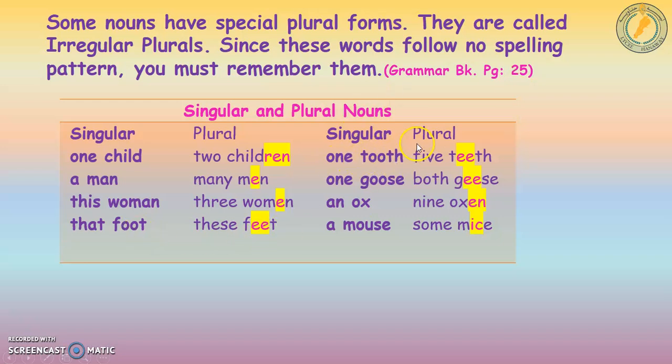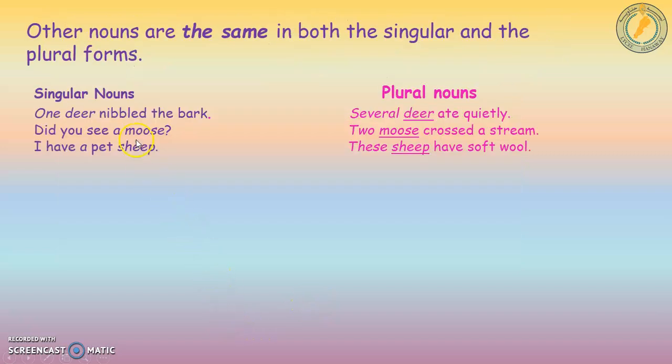One tooth, five teeth. One goose, both geese. An ox, nine oxen. Here we added EN. A mouse, some mice. Let's go to other nouns that stay the same in both singular and plural forms.